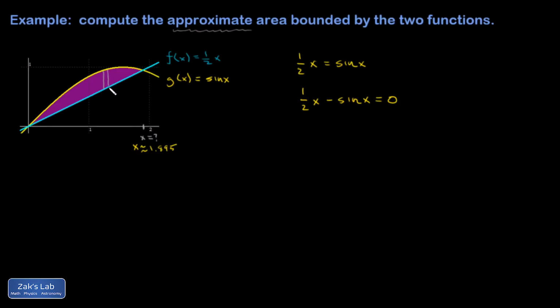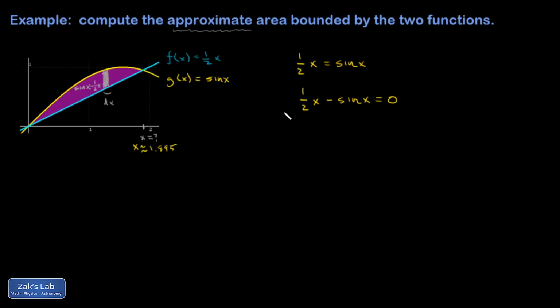and the idea is to take thin slices, and then you have to appropriately express the height of the slice. The width of the slice is going to be a little dx, and the height is going to be, you have to think about which of these curves is on top, so I get a positive height. So the sine function is on top, so the height is sine x minus 1/2 x.